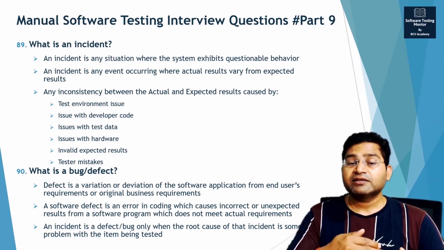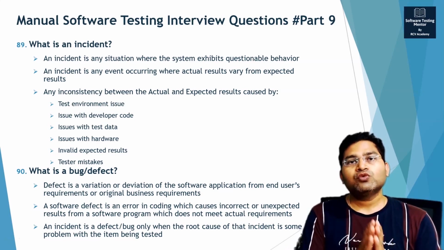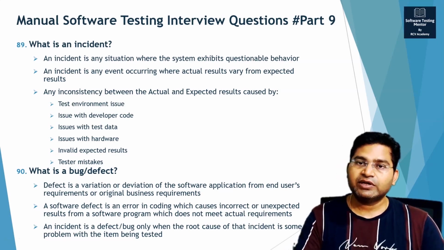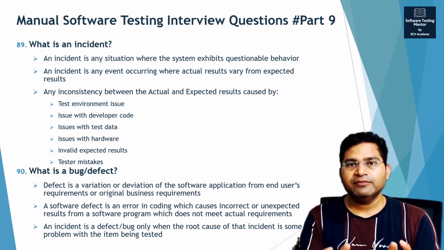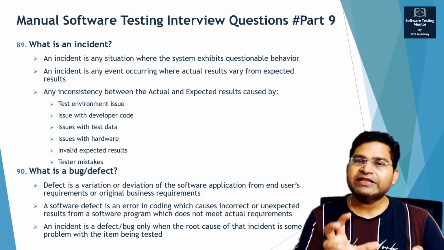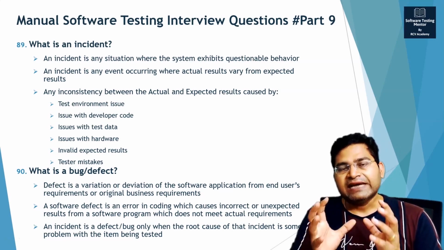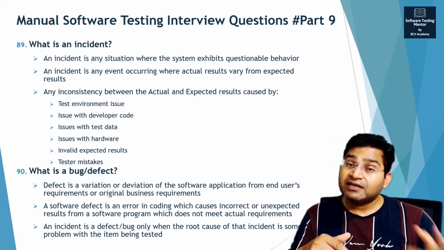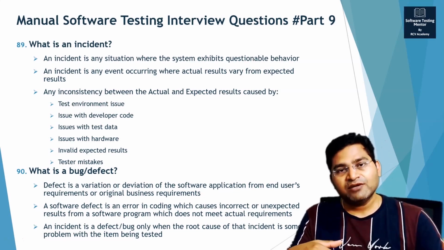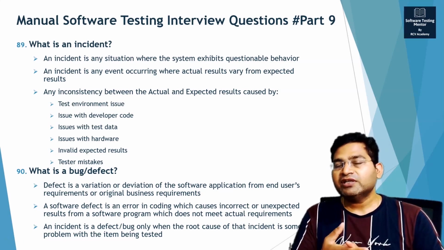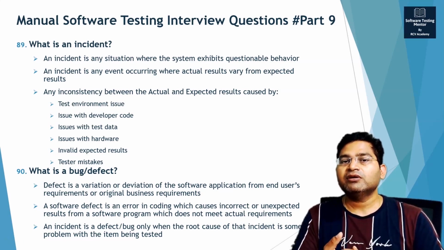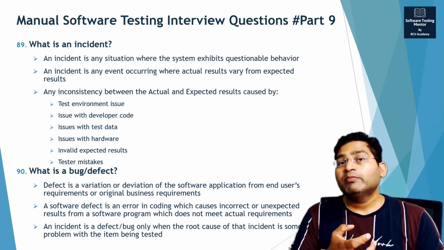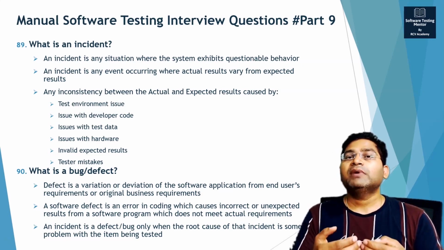An incident is a defect or bug only when the root cause of that incident is some problem with the item being tested. So when you are testing an application, if there is a specific problem only with that particular system or software, that is what a defect or bug is. Now, if the problem is because of the test data, the wrong test environment being used by the tester, or incorrect steps followed by the tester, causing the variation between actual and expected result, that doesn't become a defect or bug.